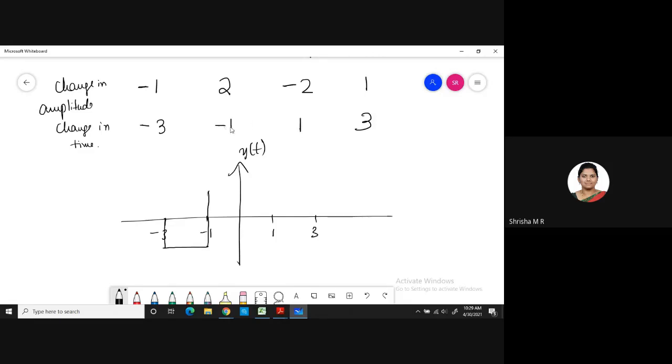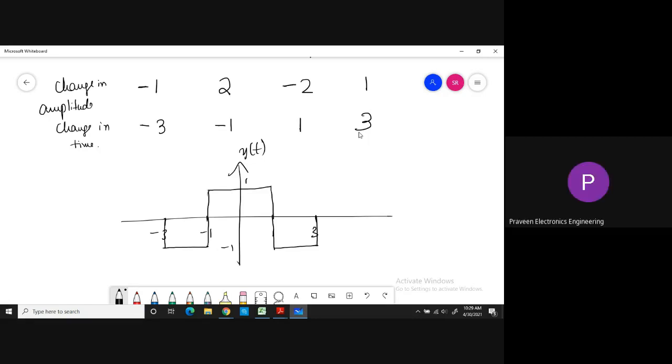From t is equal to -1 to 1, it stays the same. Then again at t is equal to 1, the amplitude is changing by -2, so -1, -2. Again at 3, the amplitude is changing by 1, so -1 plus 1. Got it, everyone? Did you guys follow? Yes, ma'am. Is it clear?